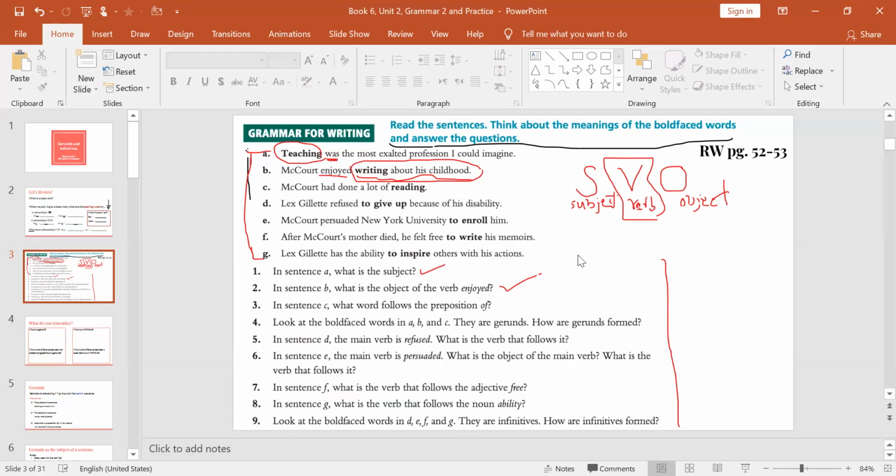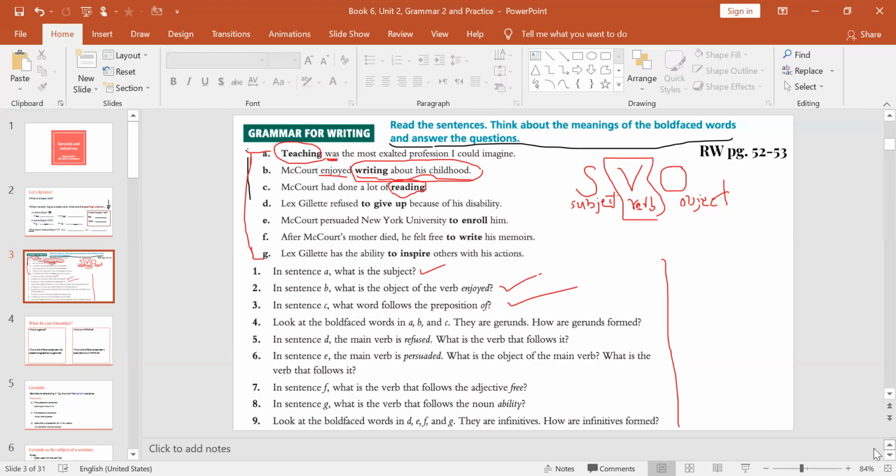number 3, in sentence C, what word follows the preposition of? So let's go to C. It says McCourt had done a lot of reading. Okay, so of is a preposition, or a lot of is a prepositional phrase. And the word that follows it is reading. Great. You doing okay, guys? Good, let's continue.